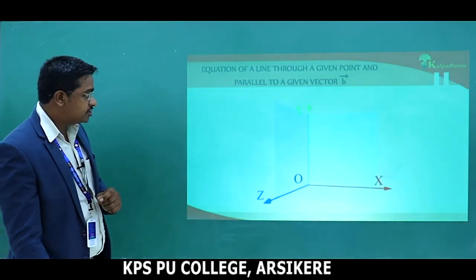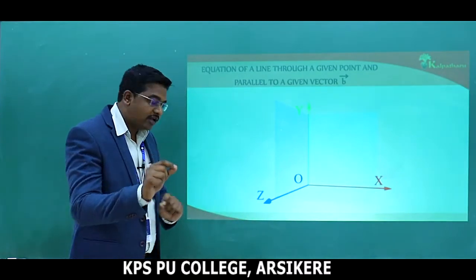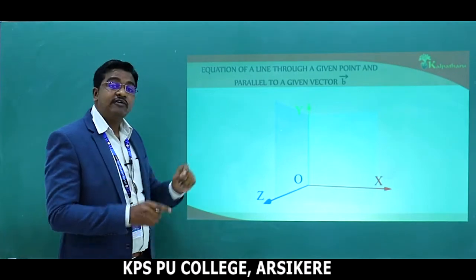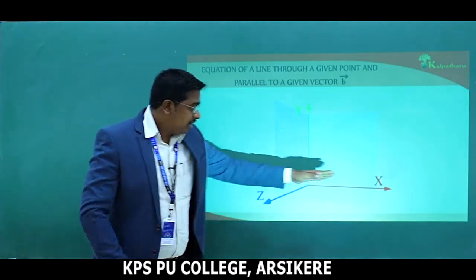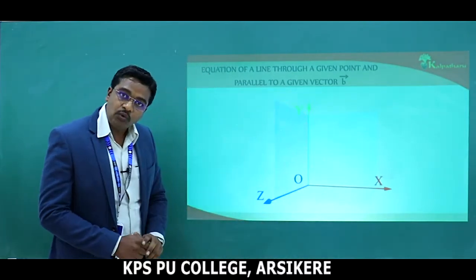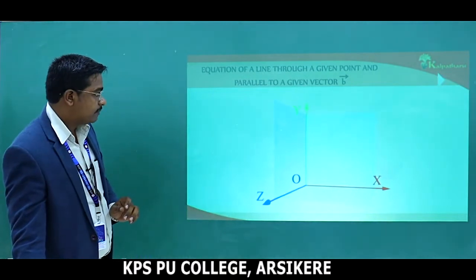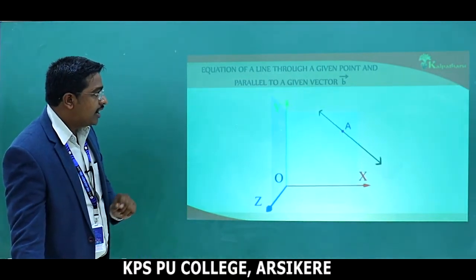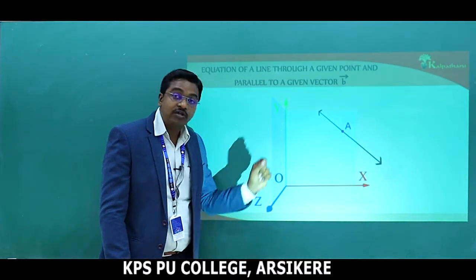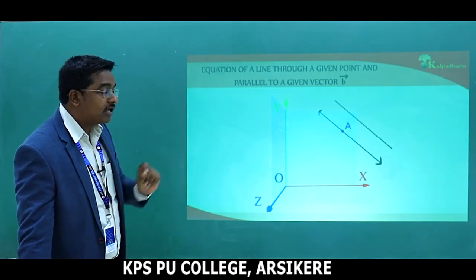So here we have the three dimensional space: x axis, y axis, z axis. Generally we take x, y and z axes in an anti clockwise direction; x, y, z is valid, and y, z, x is also valid. We always go with an anti clockwise direction. So in the three dimensional space we have a line which is passing through the given point A and parallel to the given vector B.